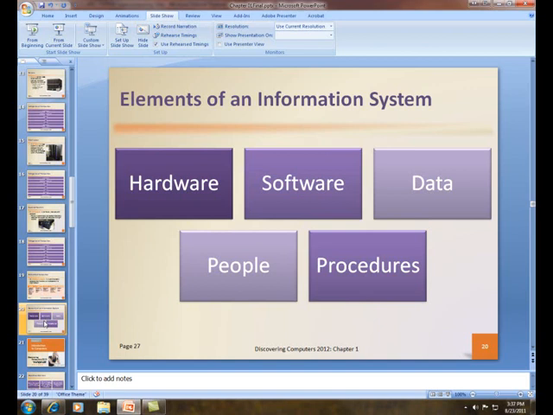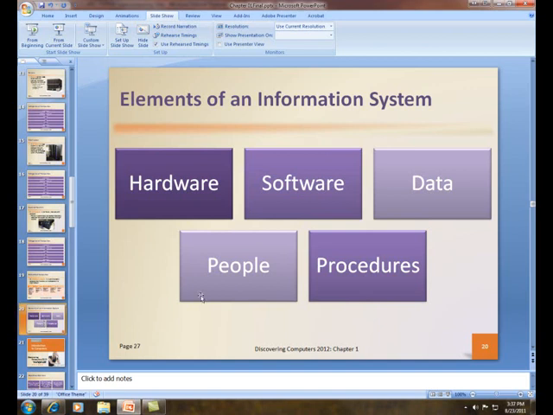Of course, we talked about hardware and software, and we understand that data gets put into the system and gets stored. But when we talk about an information system, there are also the people involved in making the systems and programming the systems. There are people tasked with supporting and maintaining the systems. There are people that use the systems. And all of these things have to be in place. Then there are procedures: backup procedures, privacy procedures.